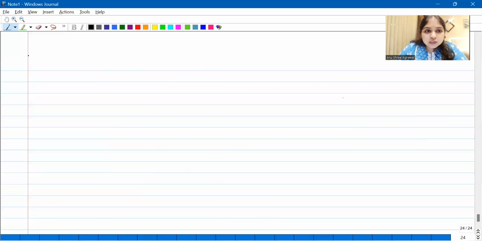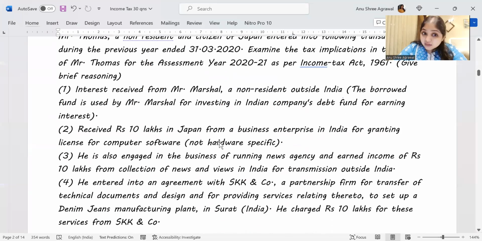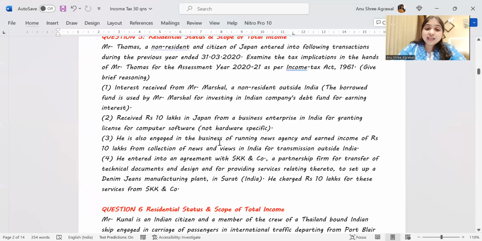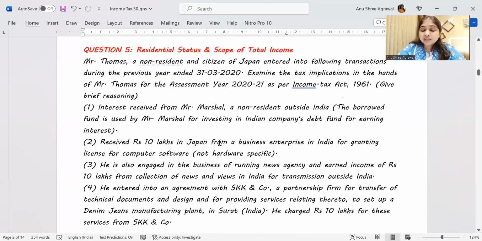All right. Now coming to the next question, which is question number 5. Question number 5 is again from residential status. This is a very interesting question, guys. Through question number 5, multiple points, multiple small points under residential status will get covered. Okay. Now listen. Question number 5.